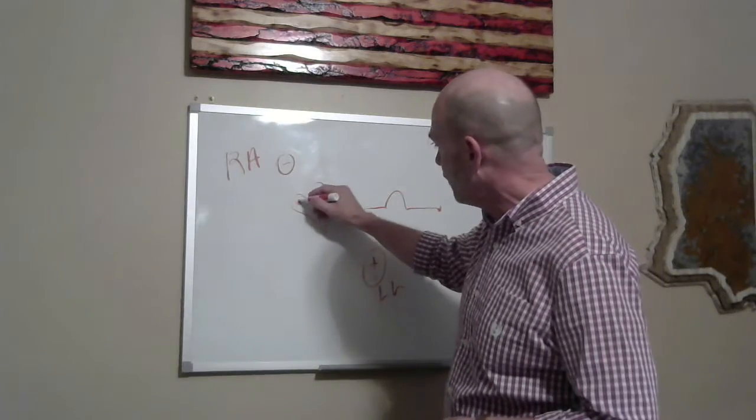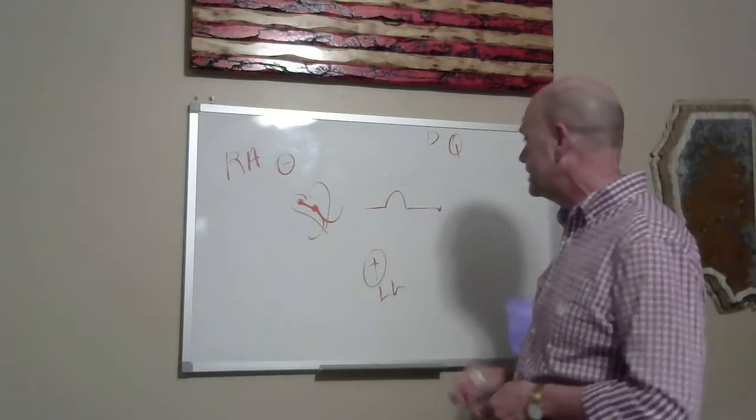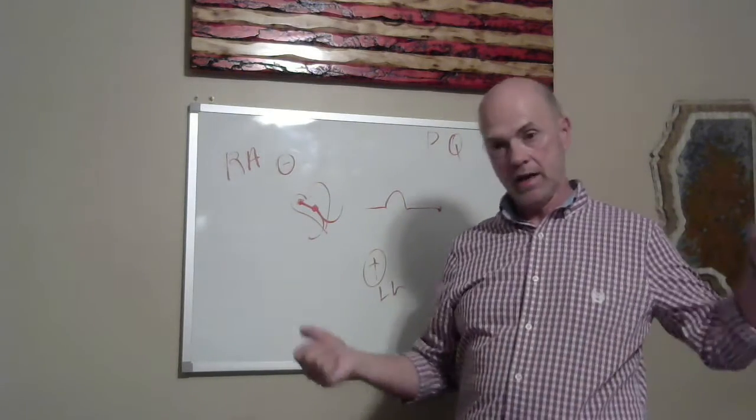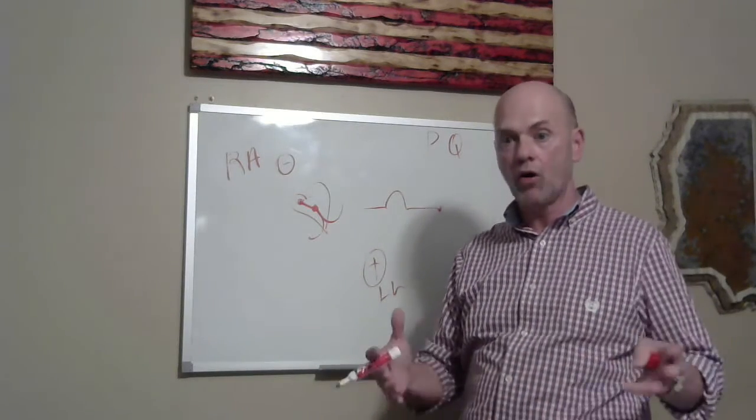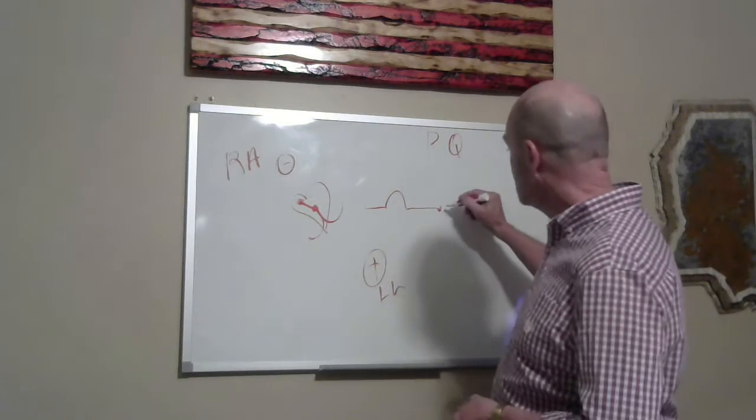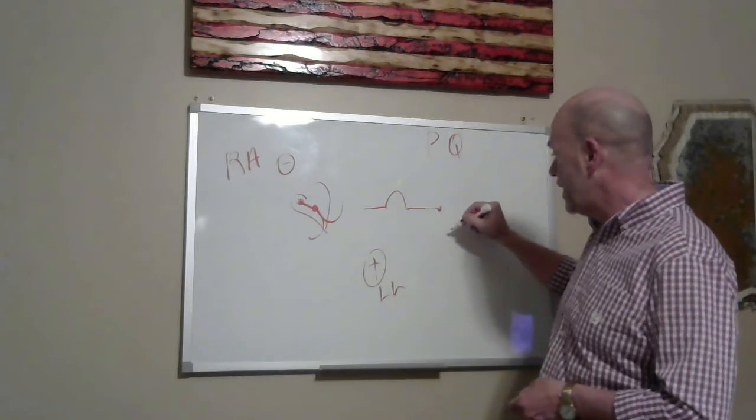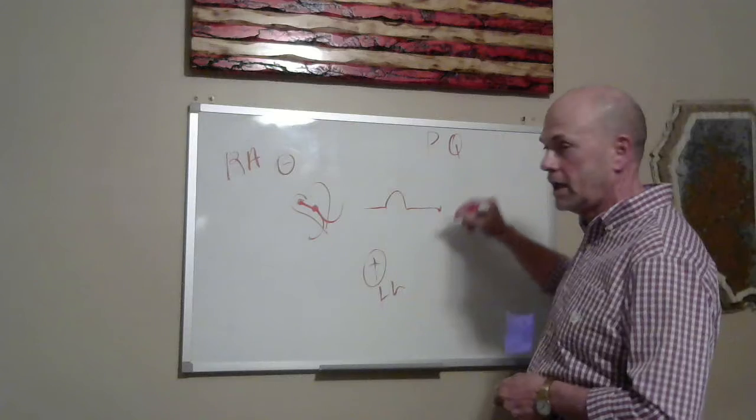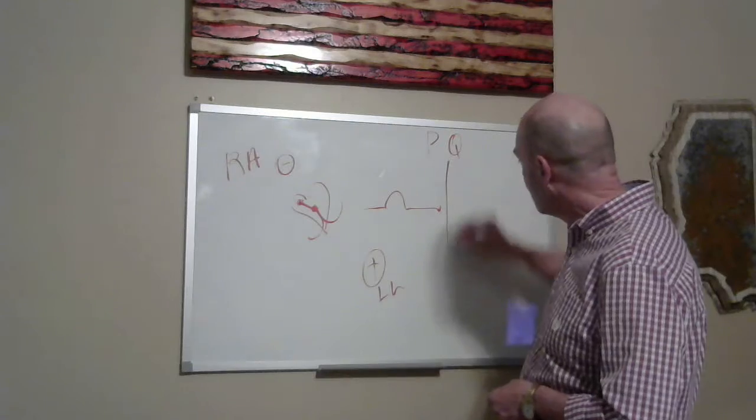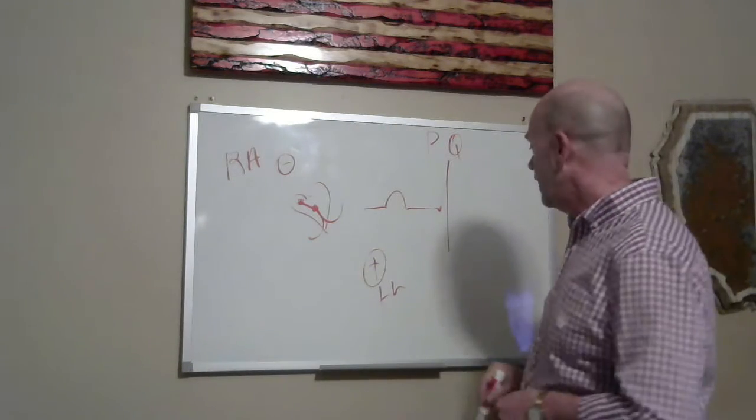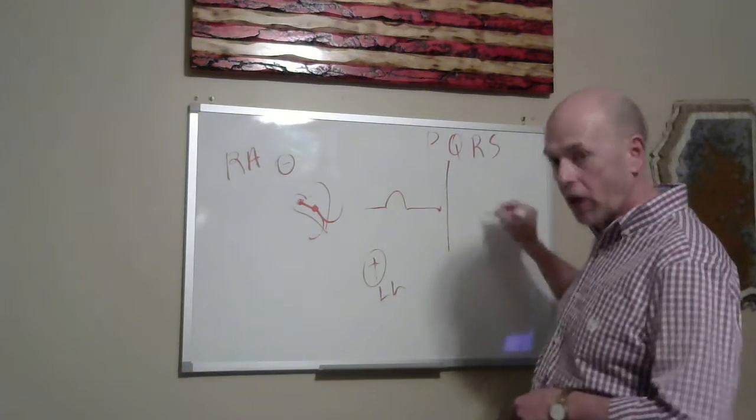After we moved from the SA node to the AV node and down the bundle of His and left and right bundle branches, we have stimulated the influx of sodium, the efflux of potassium, the influx of calcium, and caused ventricular depolarization. That first negative movement from the isoelectric line after the P wave is the beginning of the QRS complex. That is the Q wave. The R wave is the first positive. The S wave is the first negative; we came below the isoelectric line.